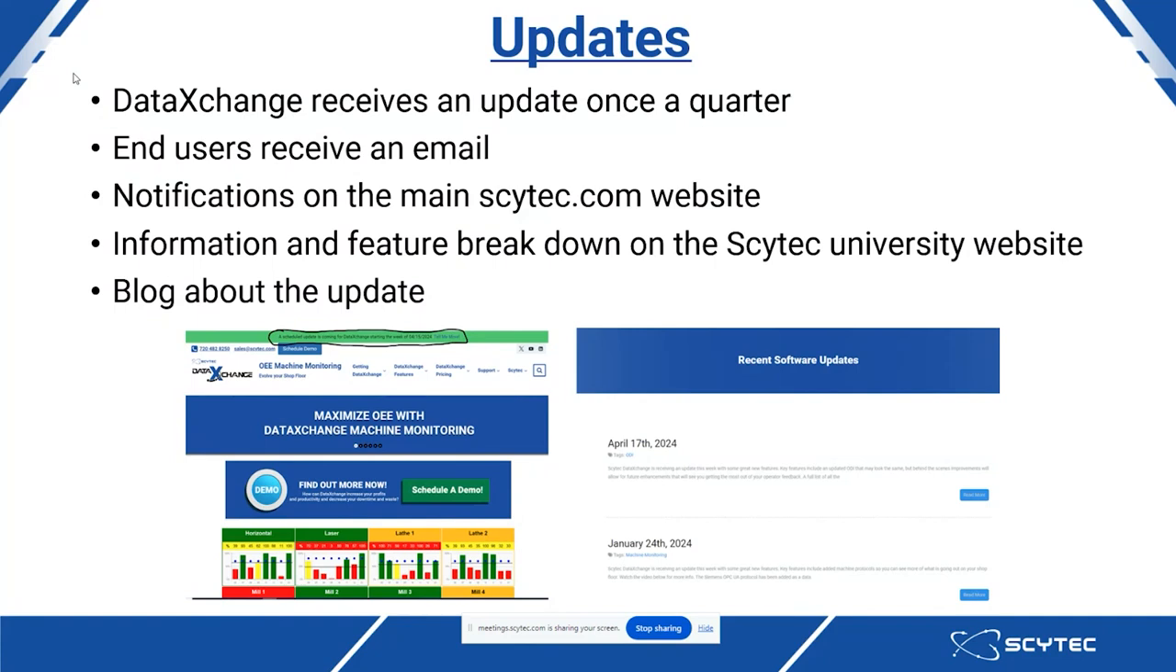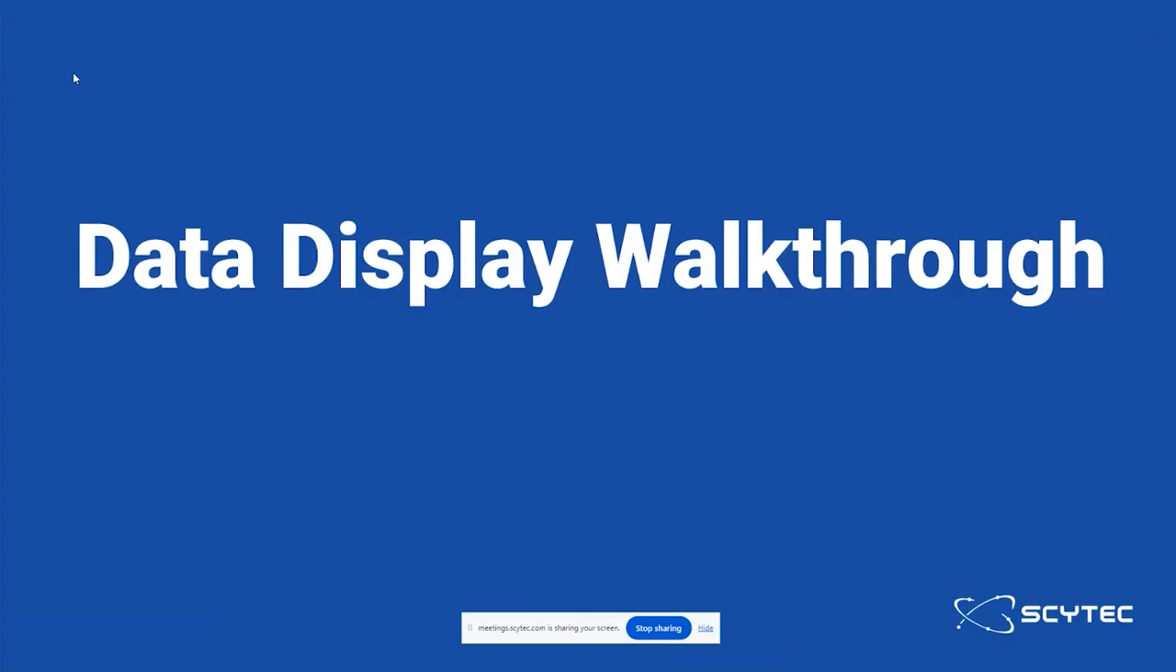There's multiple different ways that we let our client base know that we are pushing out an update. If you go to Scytec.com, in the image down there in the bottom left, you'll see a green bar with a crudely drawn circle around it, where you can click on that link at the top. It'll tell you more about when you can expect it, as well as what is entailed, in a blog style post. I also send out emails, and you can find a full list of all of the updated features on our Scytec University website, which I will be showing you at the end of this.